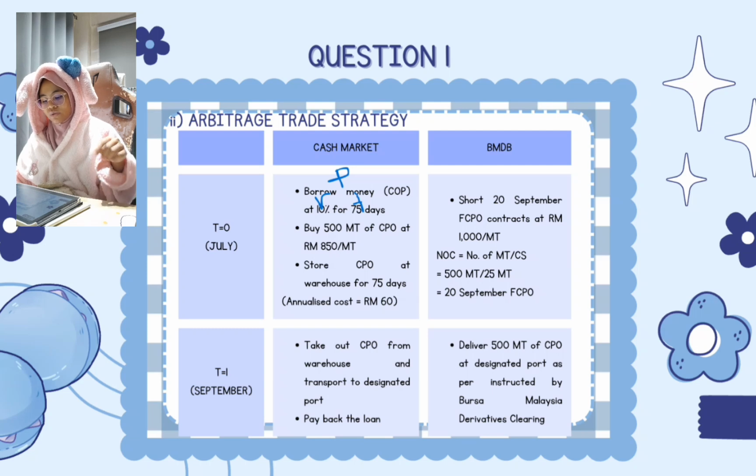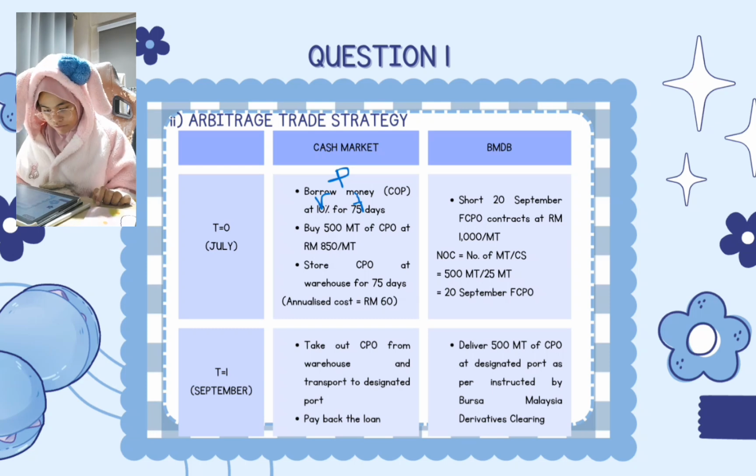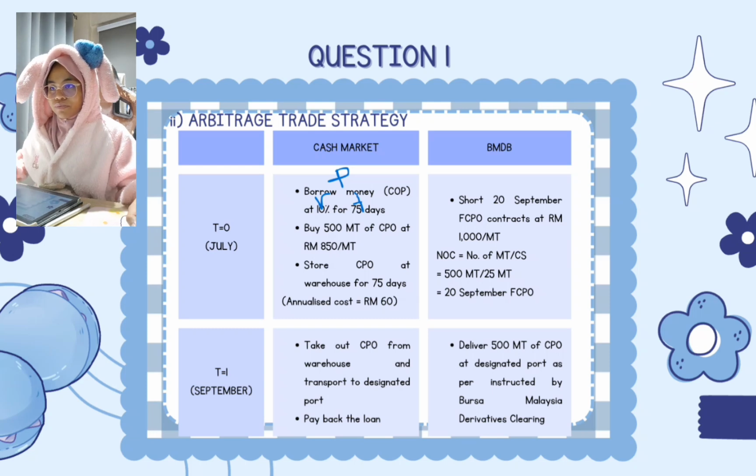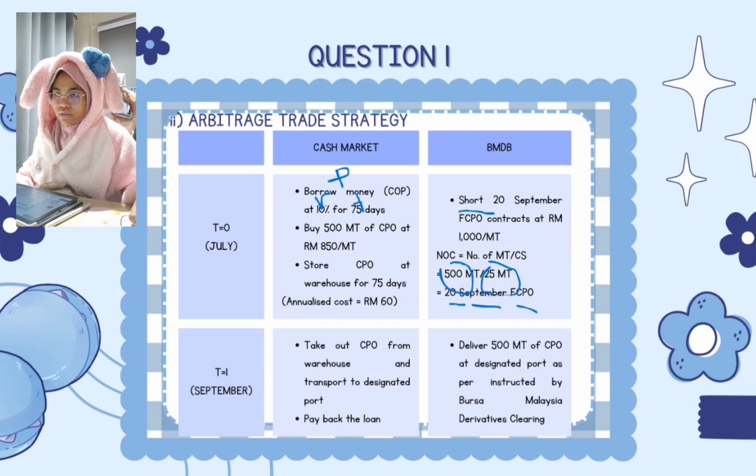So store CPO at warehouse for 75 days. So annualized cost is 60 ringgit. At BMDB, we short 20 September FCPO contracts at 1000 ringgit per metric ton. So the number of contracts is 500 metric tons divided by 25 metric tons, which equals 20. This is the contract month, this is the contract code.